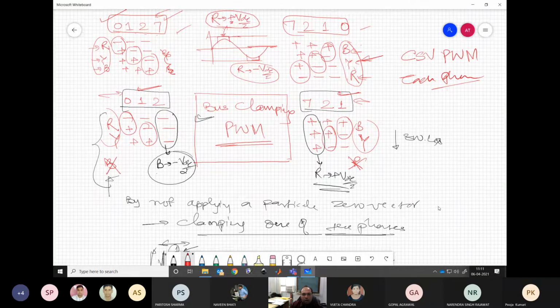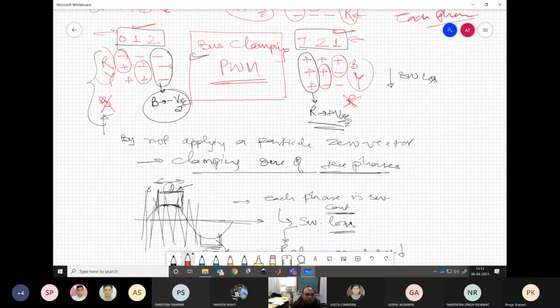Whereas if we go for the other vector sequences, we find that if we apply only 0, 1 and 2, our R is switching once and Y is switching once, and that's all. Which means our B phase is clamped or fixed to a particular value, which is minus VDC by 2. On the other hand, when we have 7, 2, 1, our R is always positive, which means it is clamped to plus VDC by 2, whereas B and Y are switching once.